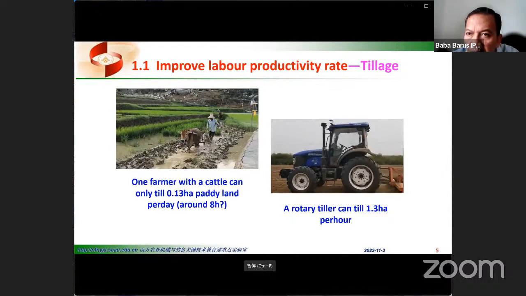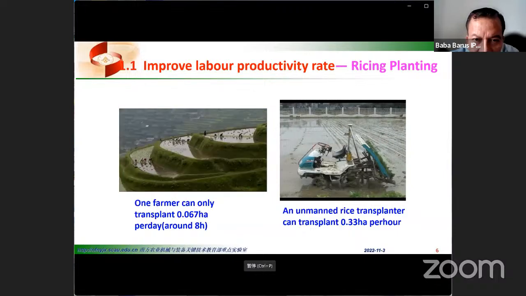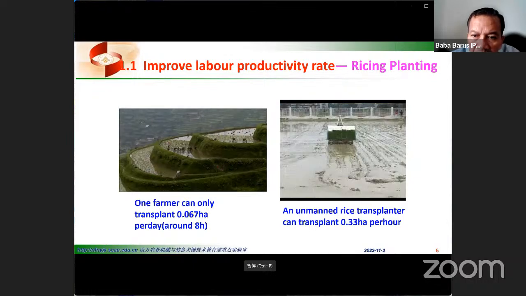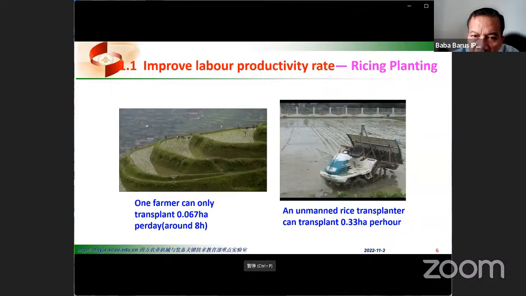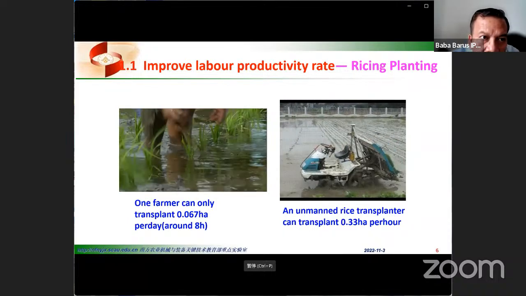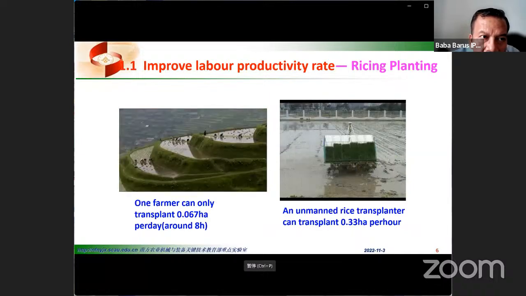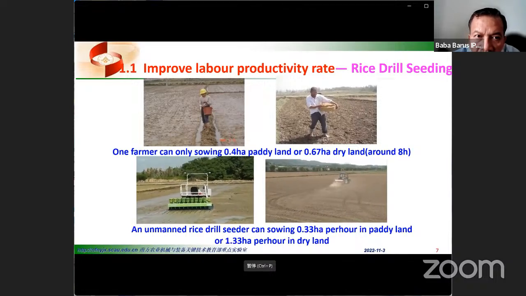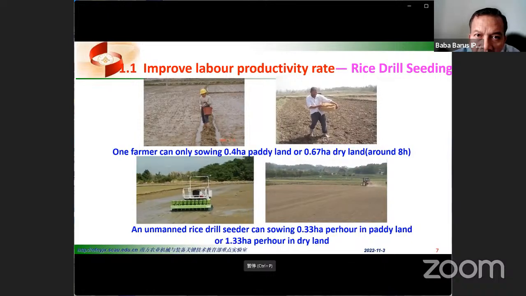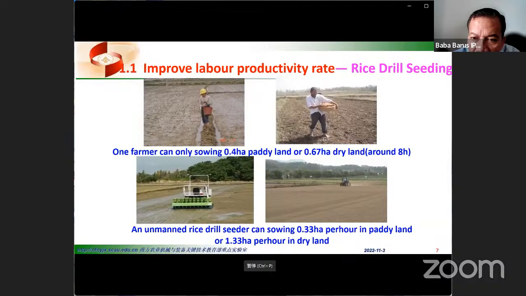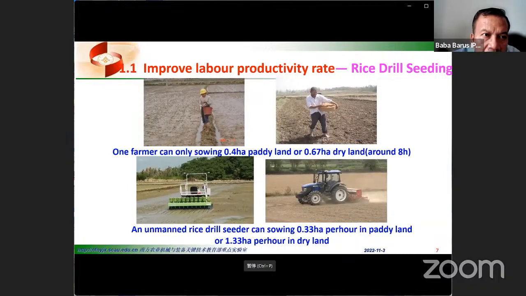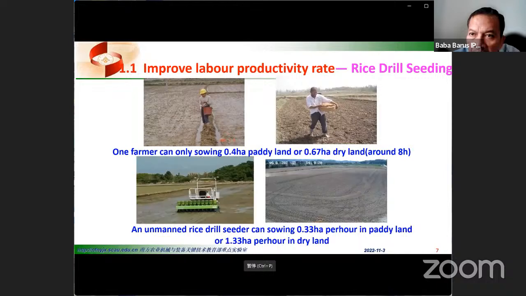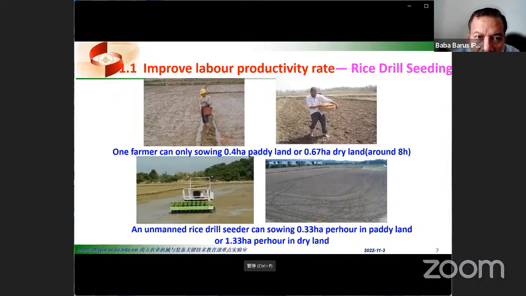One farmer can only transplant 0.067 hectares per day. An unmanned rice transplanter can transplant 0.33 hectares per hour. One farmer can only sow 0.4 hectares paddy land or 0.67 hectare dry land per day. An unmanned rice direct seeder can sow 0.33 hectare per hour in paddy land or 1.33 hectare per hour in dry land.